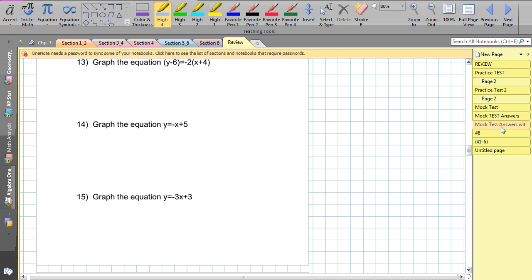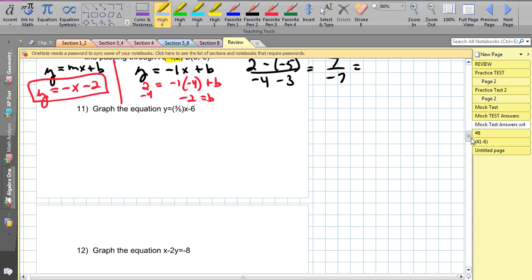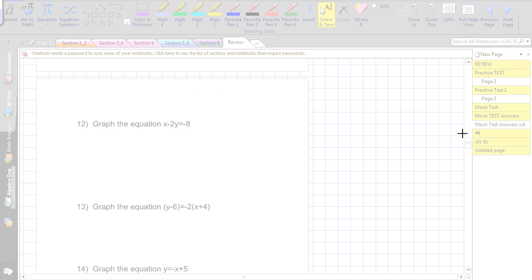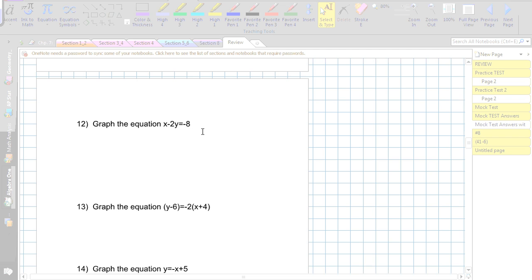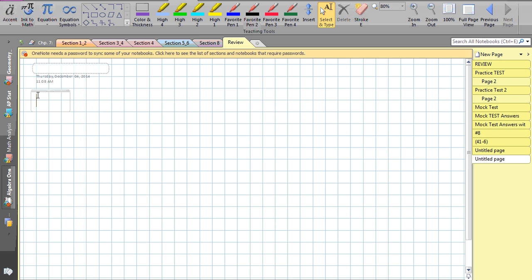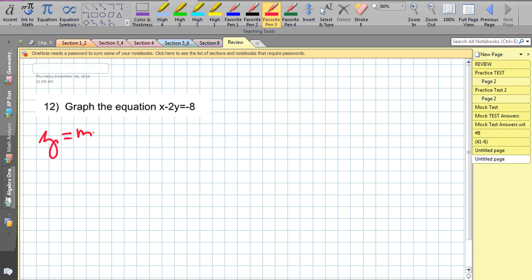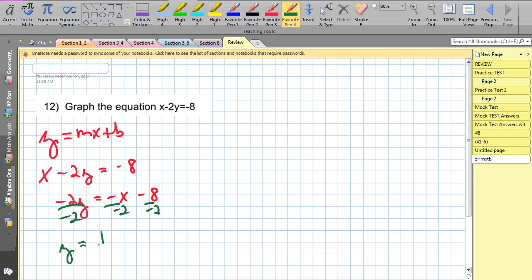Let's go back to our test. I want to do the next one, which is this graph right there. So I'm going to take this graph and put it on a new page, and I'm going to graph this equation. Well, this equation is not in slope-intercept form. I really like it when it's in this form, so I'm going to do a little rearranging first. x minus 2y equals negative 8. I'm going to bring the x to the other side, it becomes a negative x. Then I'm going to divide through by negative 2. When I divide through by negative 2, this turns into a positive 1 half x plus 4.